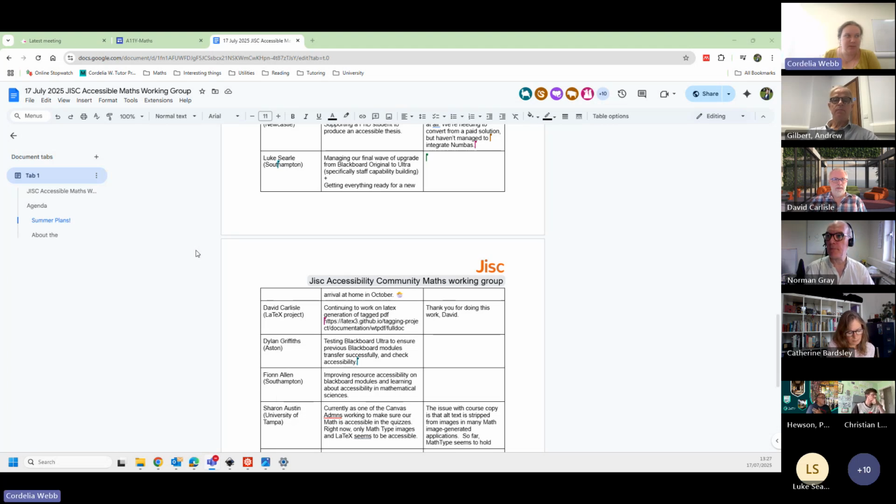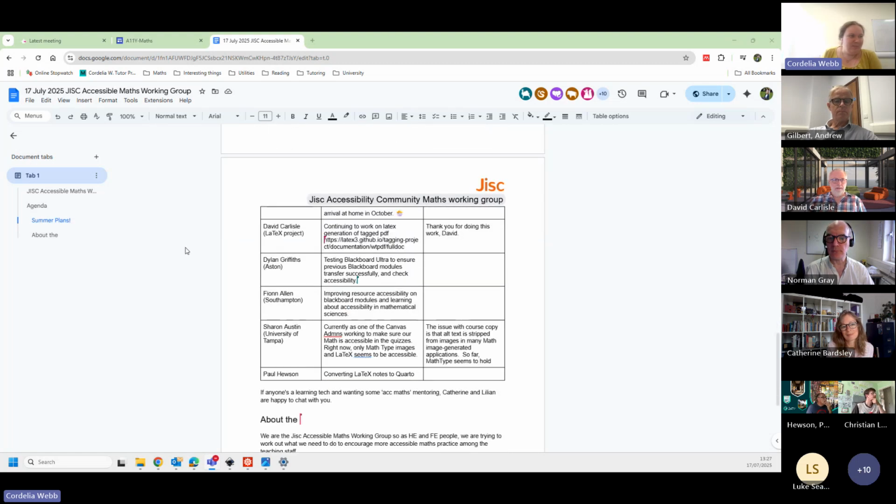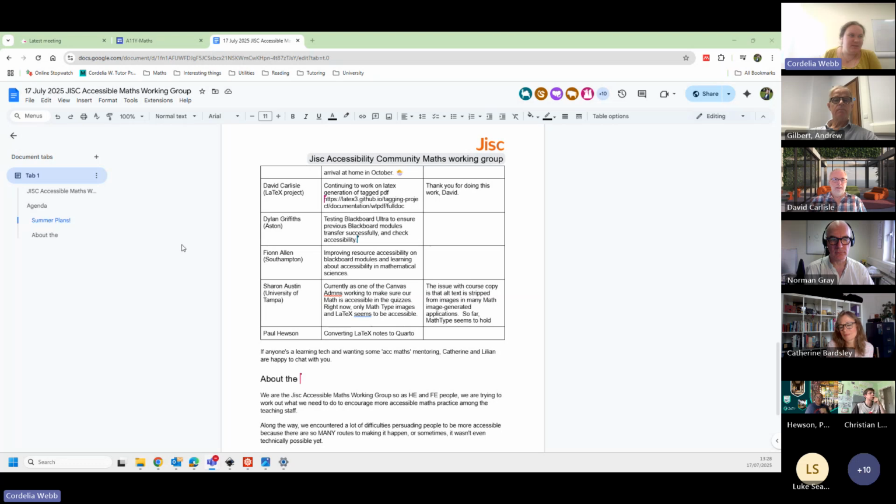Excellent. That sounds like lots of change. Yes. There we go. David is continuing to work on LaTeX tech PDFs. Excellent. Do you have anything to add to that?